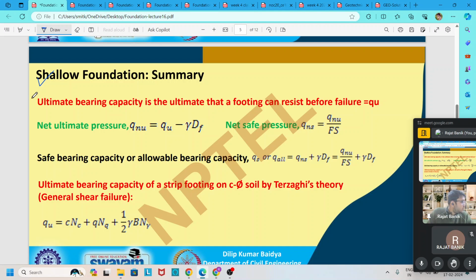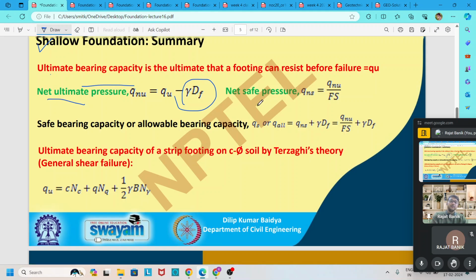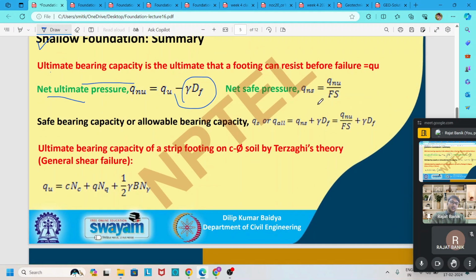Then we found the safe bearing capacity, which is safe from shear failure. And we also found the allowable bearing capacity, which is safe from shear failure and also settlement failure. Here some formulas are given. We found the ultimate bearing capacity, that means the ultimate pressure that the soil can resist below the foundation. Then we found the net ultimate pressure by subtracting the surcharge over the foundation. Then the net safe bearing pressure by dividing by the factor of safety.